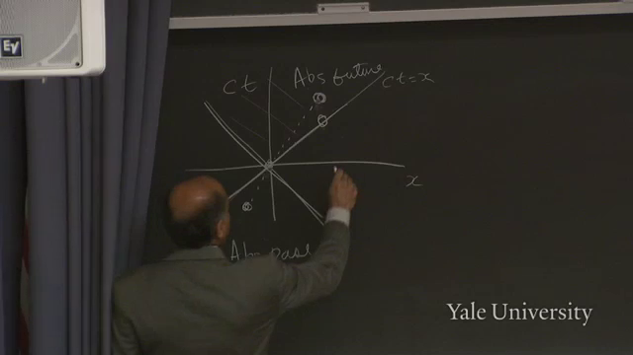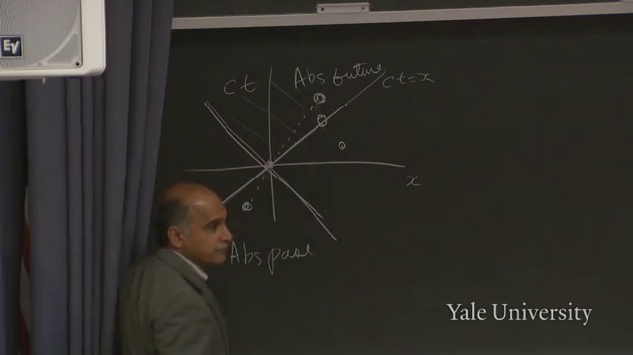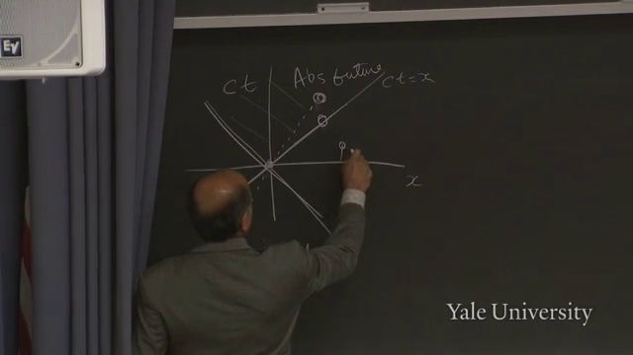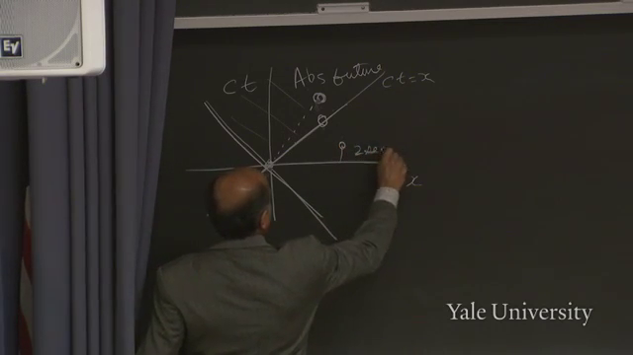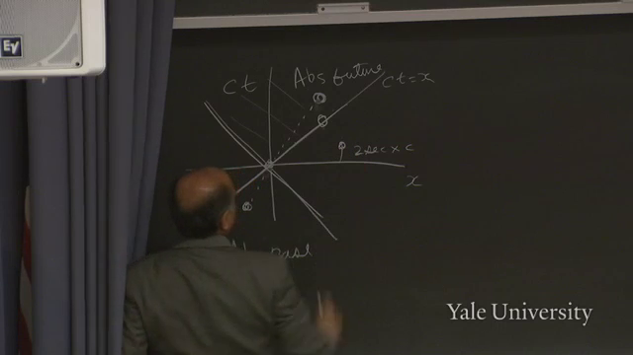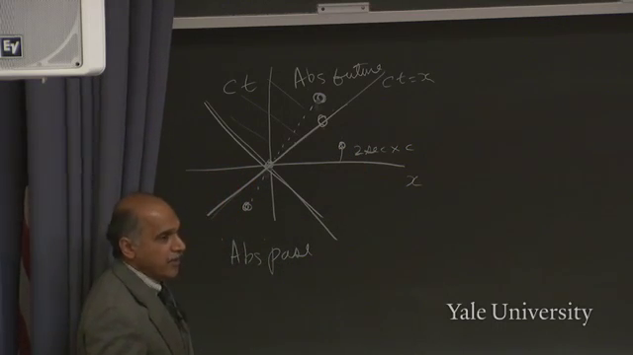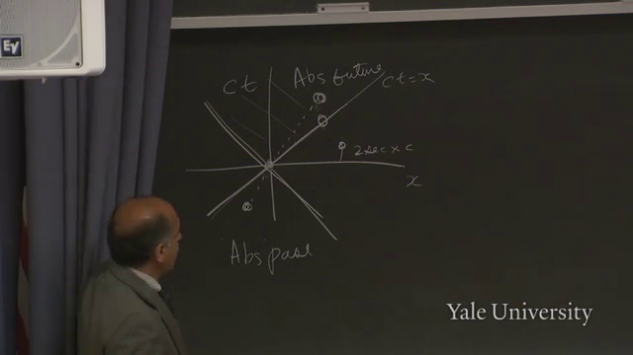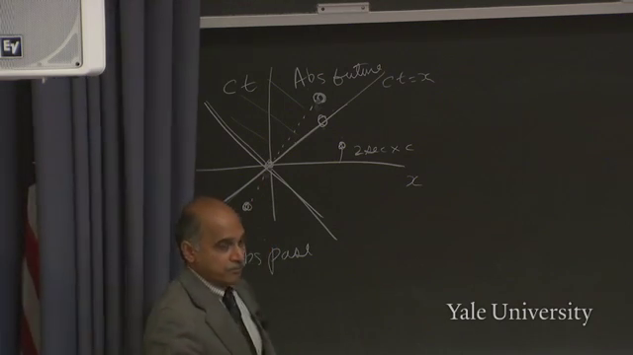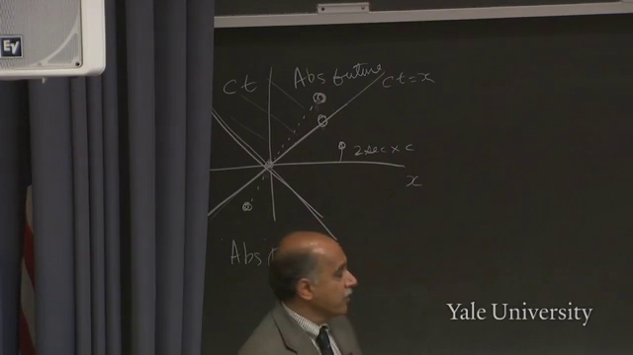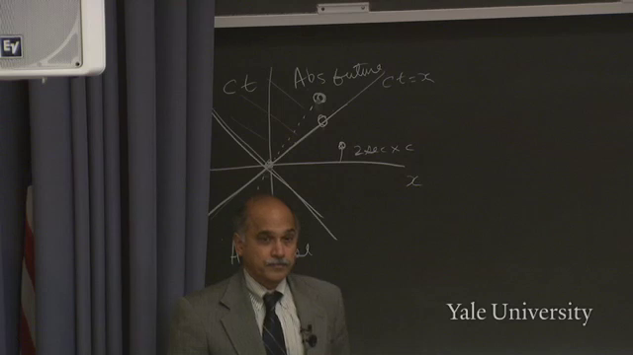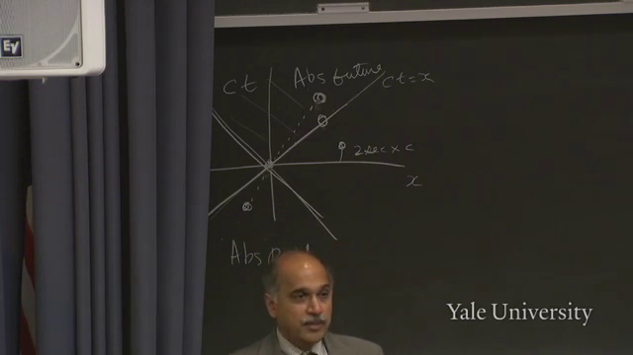But what about an event here? Suppose this distance is 2 seconds times the velocity of light. That has not happened yet. And suppose I go there and open my envelope, and it says something terrible is going to happen at this point. There is nothing I can do.